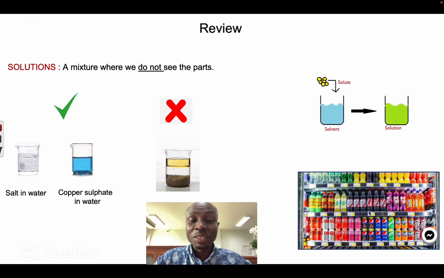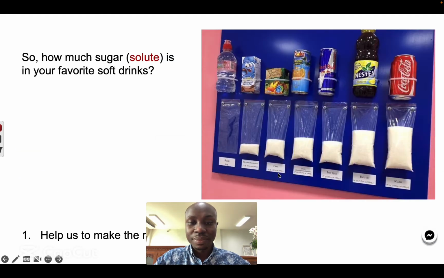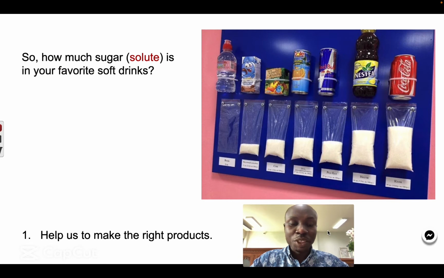We use solutions all the time, and I think you know this already. A lot of you love to drink solutions. So Coke, Pepsi, these are all what? Solutions. But do you ever think about this? When you drink your favorite soft drink, how much sugar is in there? So this picture can give you some idea how much sugar is inside each of these solutions.